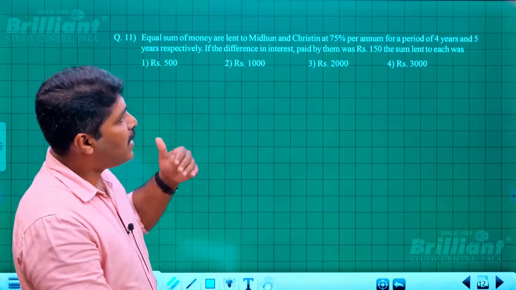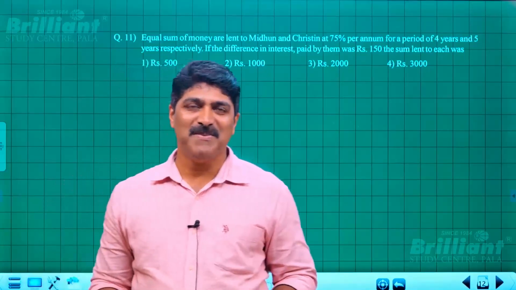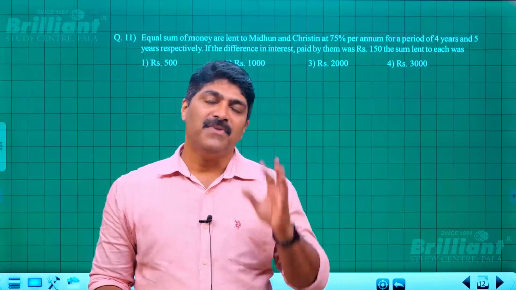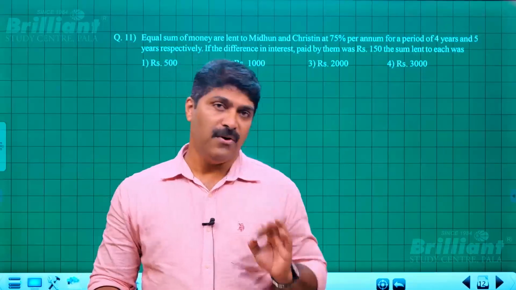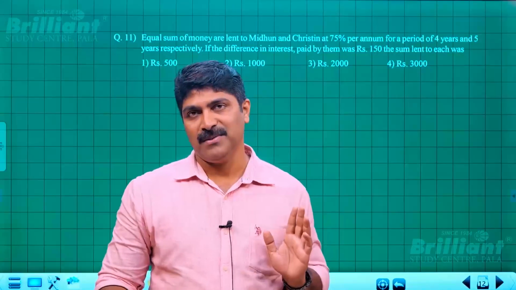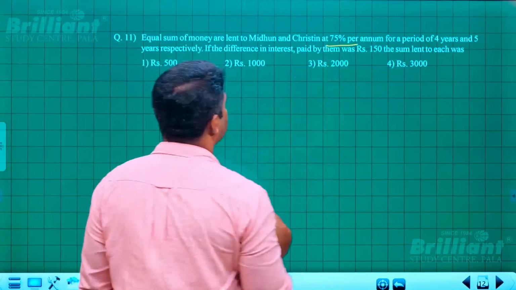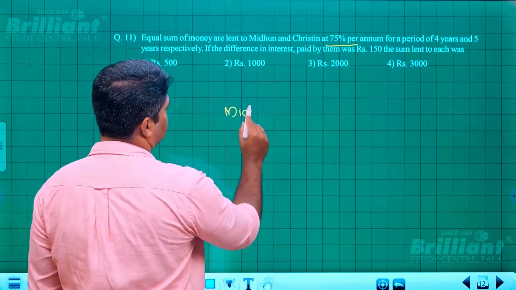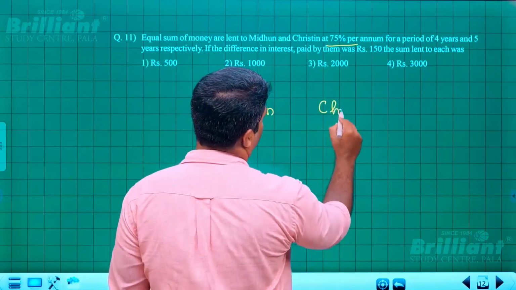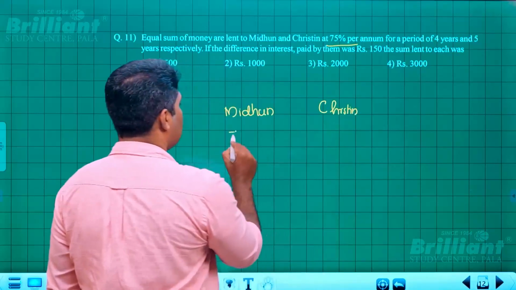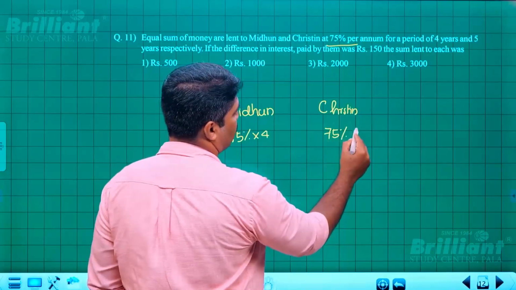Whenever we are considering this type of question, the question doesn't mention whether it's a case of simple interest or compound interest. That's a very important understanding. If the question doesn't specify whether it's simple interest or compound interest, by default, it's a case of simple interest. So while we are considering 75% per annum, what is the interest paid by Mithun and what is the interest paid by Christian? This is 75% for 4 years and this is 75% for 5 years.